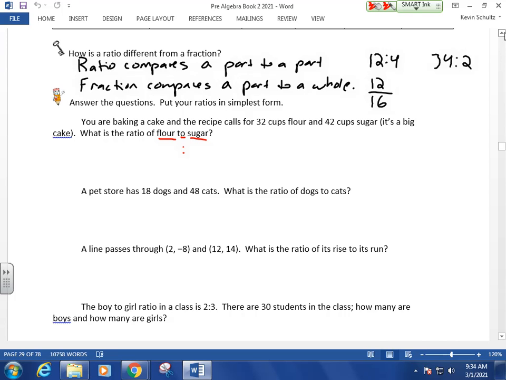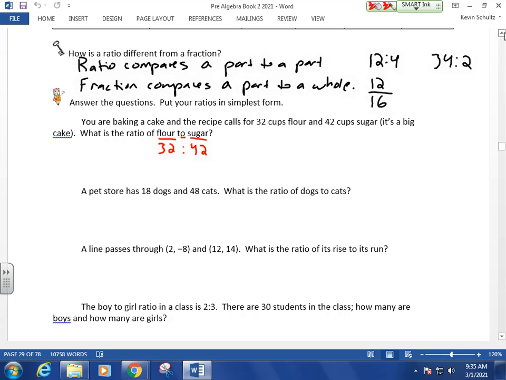So once we recognize that, we go back up to the question and ask, how many cups of flour are we talking about here? 32. How many cups of sugar? 42. Okay, and so there is our ratio. It does say to put it in simplest form. So what would 32 to 42 be in simplest form?